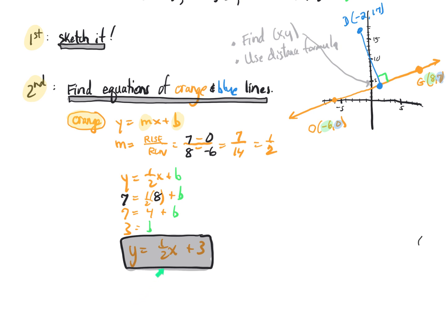So there's our orange equation. Now we need the blue line's equation. Let's do that over here. So let's start with the slope. Well, it's perpendicular to the orange line. So when the orange line's slope was 1/2, the perpendicular slope of our blue line will be the opposite reciprocal. So 2/1 and make it negative. So -2. And then we have to find that b value.